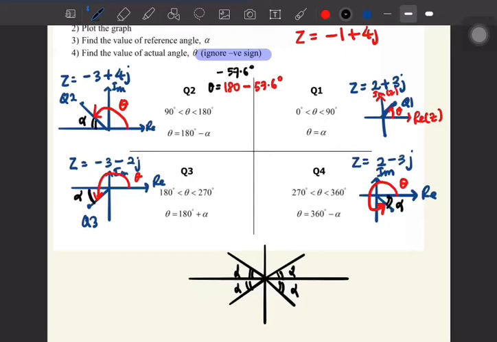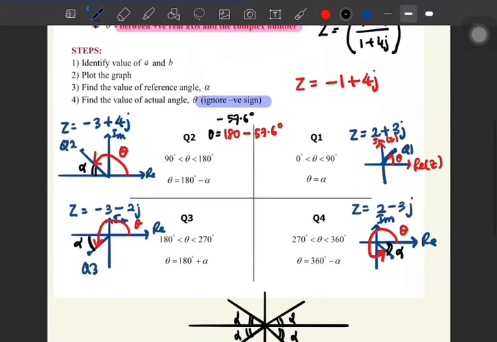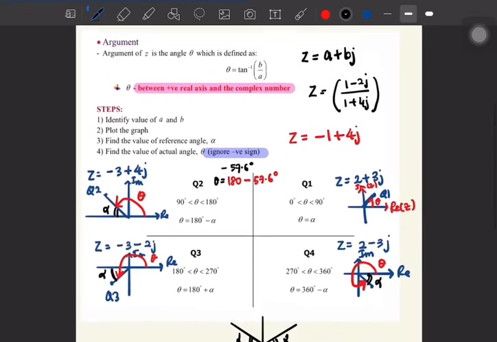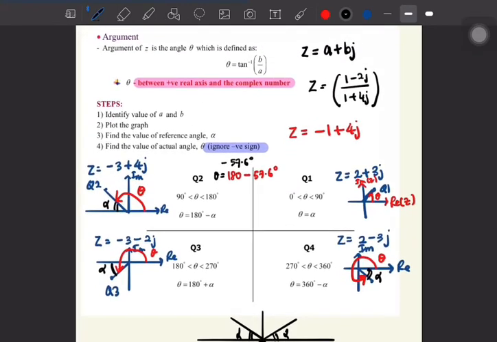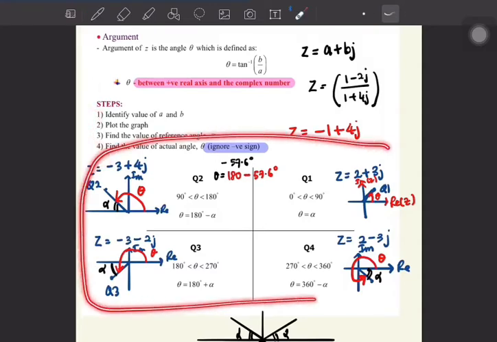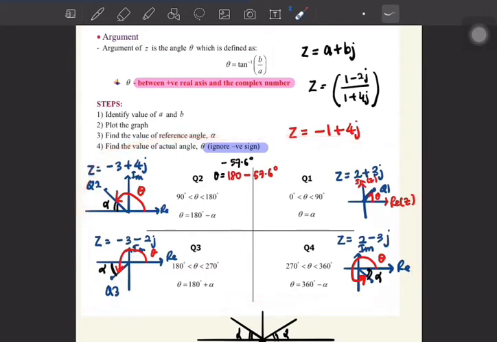It's really important for you, because later on in the next subtopic, when we learn the polar form or exponential form of complex numbers, you need to use your value of theta. So how do you get your theta, the actual angle or the argument of a complex number? By using this one. So please understand these quadrants.